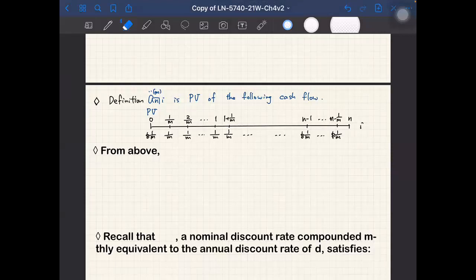Hi, we continue to discuss the a angle n superscript m. So this time we define the a double dot angle n superscript m. So maybe I should say a double dot angle n superscript m. So that is the present value of this annuity due.